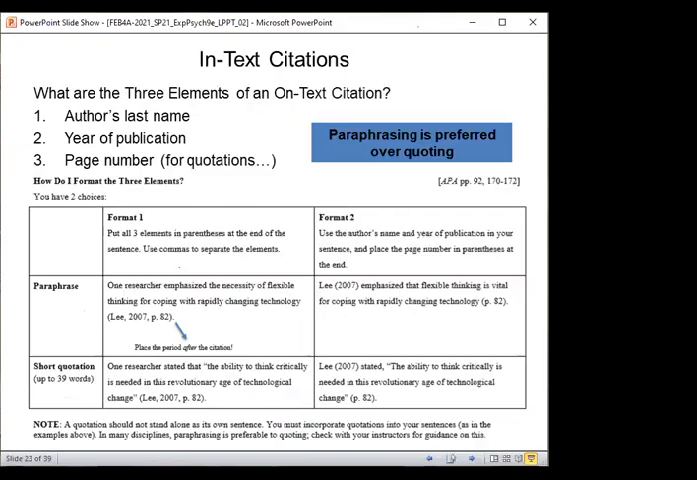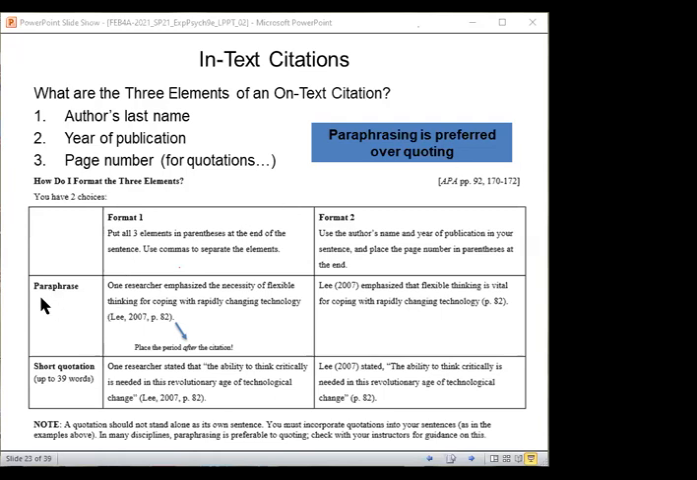Okay, so when it comes to in-text citations, what are the three elements that we are normally looking for? It's going to be the author's last name and year of publication. That's usually what we listen for. If you have a page number too, particularly for quotations.